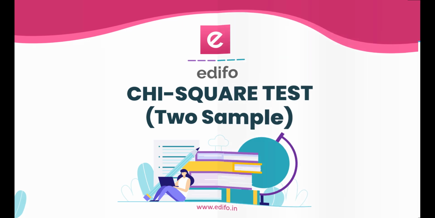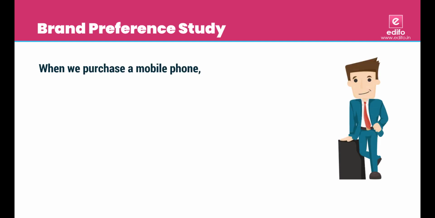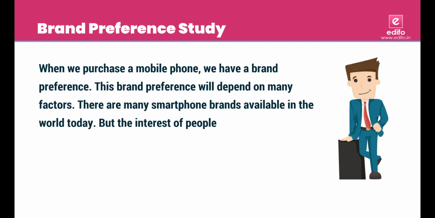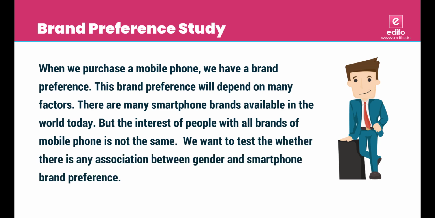For the demonstration of two-sample chi-square test, here I am with an example of brand preference study, the same example that I had in the last video. In this example, I'm explaining the brand preference towards smartphone brands. When we purchase a mobile phone, we have a brand preference. This brand preference will depend on many factors. There are many smartphone brands available in the world today, but the interest of people in all brands of mobile phone is not the same. We want to test whether there is any association between gender and smartphone brand preferences.